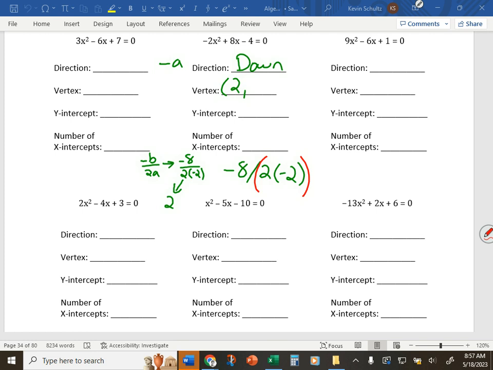Anyway, our x value is 2, so we go back to the original equation. Negative 2 times 2 squared plus 8 times 2 minus 4.